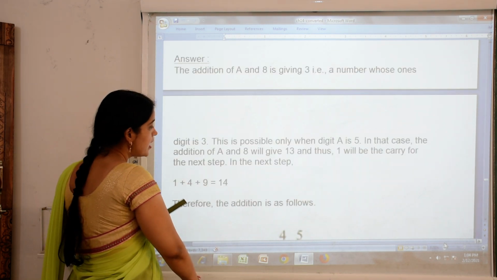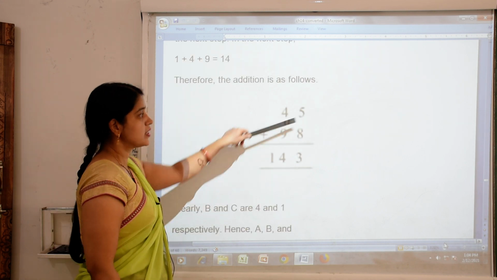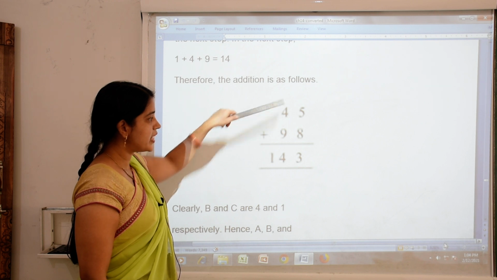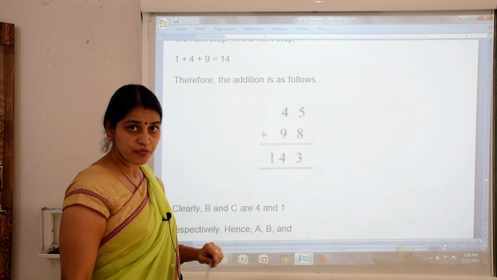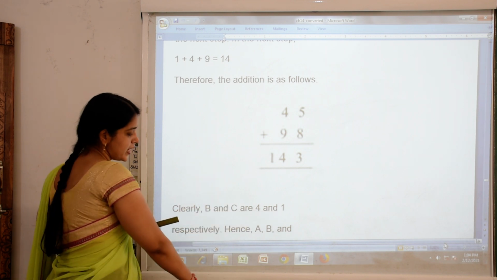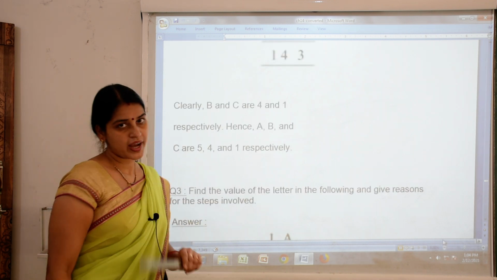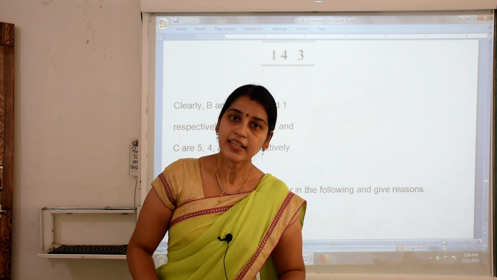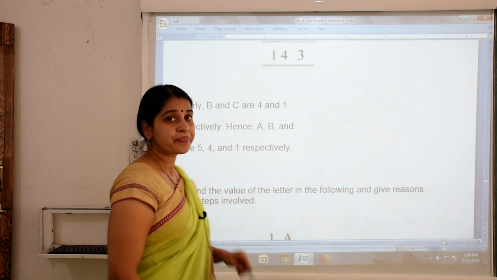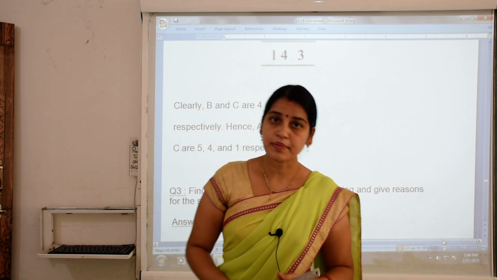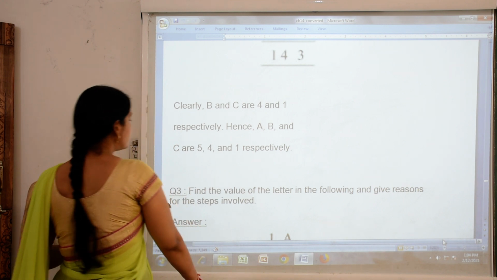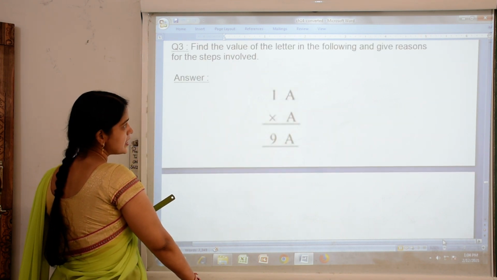So in this way our puzzle gets solved. So 5 plus 8 is 13, carrying 1, and after adding all 3 we get 14. So the b and c values are 4 and 1 and the a value is 5, and this is our required answer. Okay, so this is about addition. Now we have to see the sums related to multiplication. Now for this, let's see the next one.